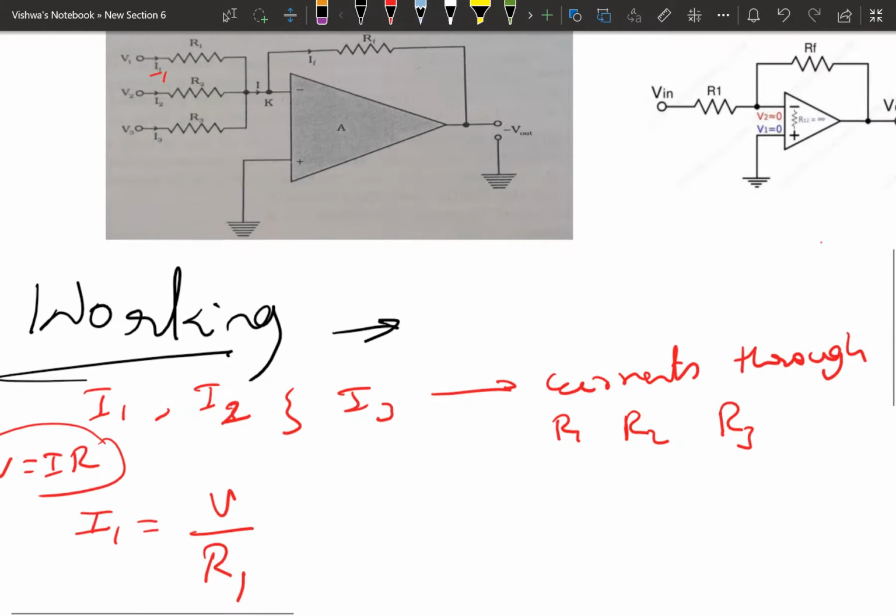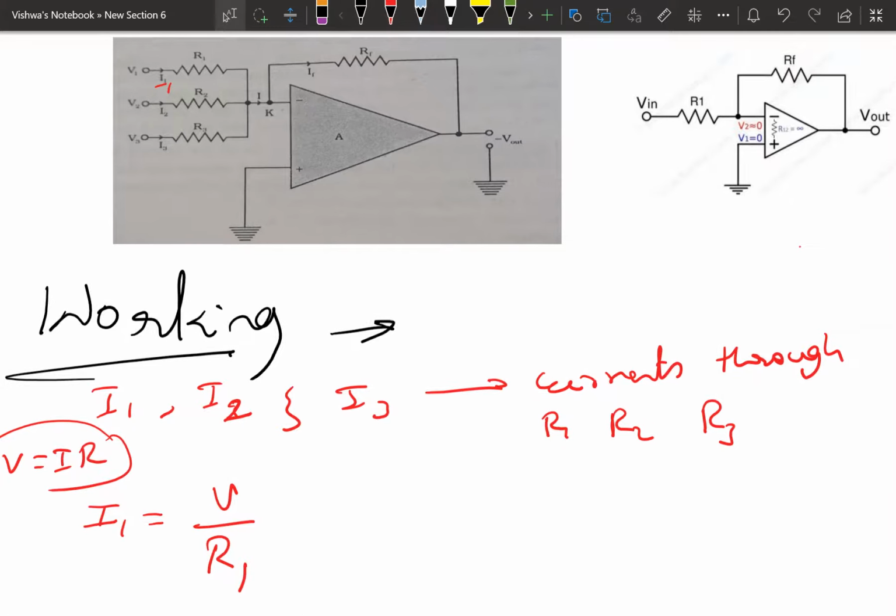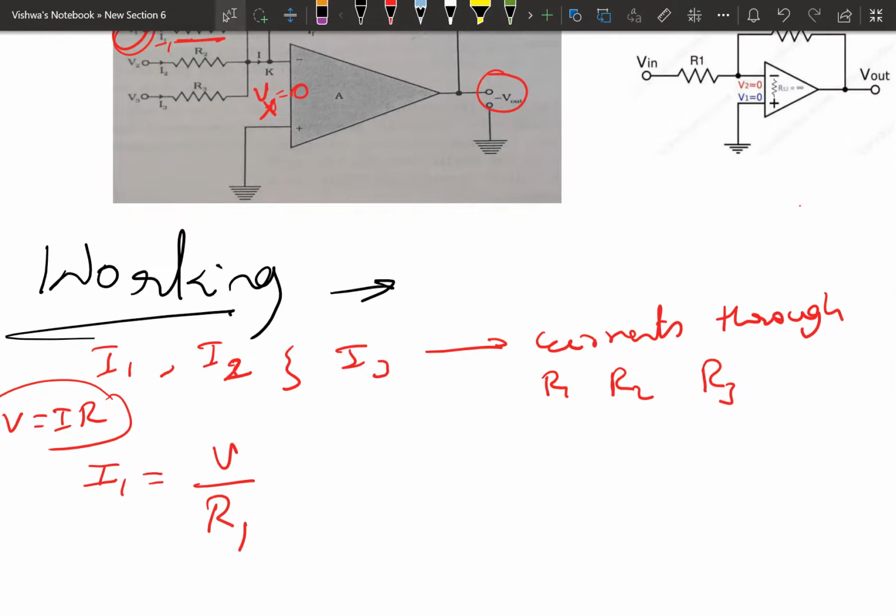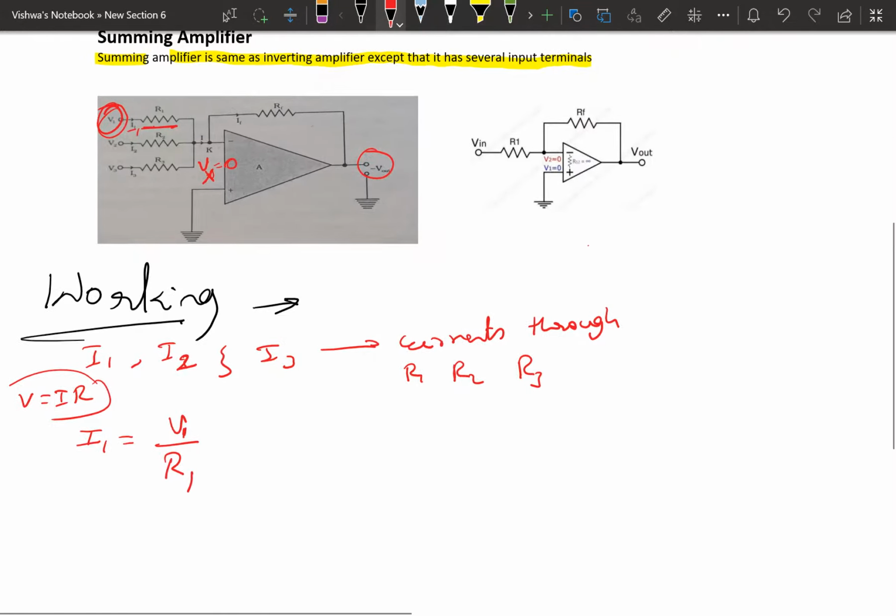Here I am considering the virtual ground concept. The resistors R1 and RF are in series between 2 voltage sources. The midpoint, this node, point K, is virtual ground, so it is at 0 potential, or in the previous derivation we took it as Vx. So Vx is 0. Now the potential difference across resistor R1 is V1 minus Vx, which is 0, so it becomes V1 only. I1 equals V1 by R1.